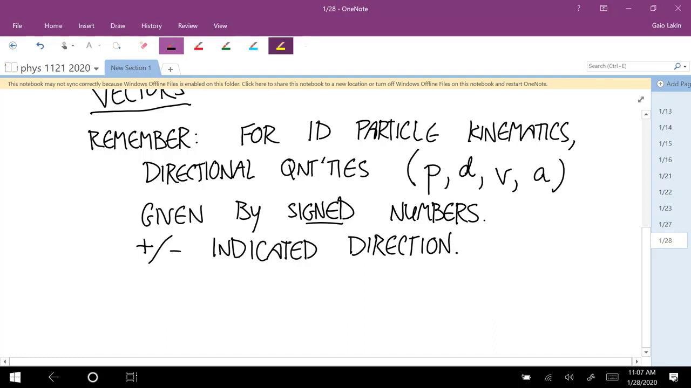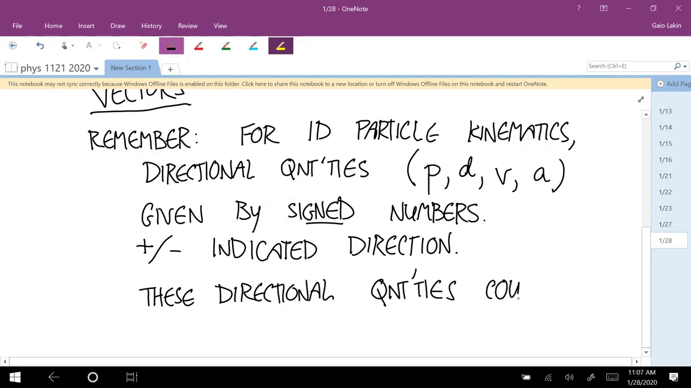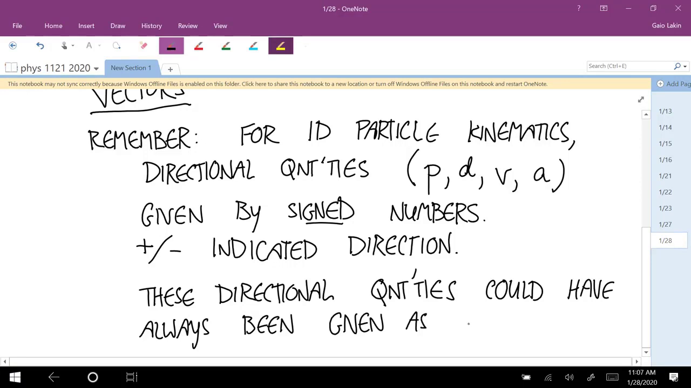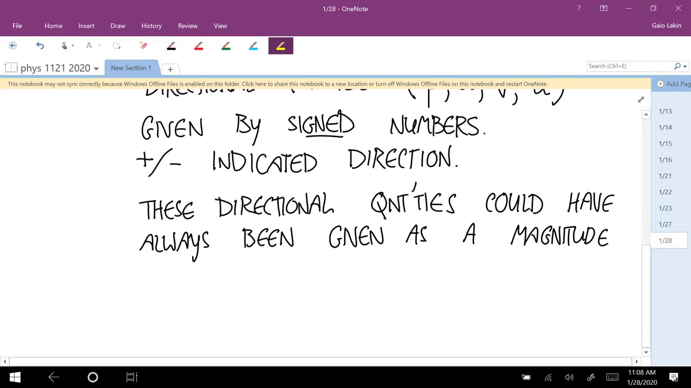Remember, though, I mentioned this a couple times. It wasn't a big focus, but these directional quantities could have always been given as a magnitude and an arrow.